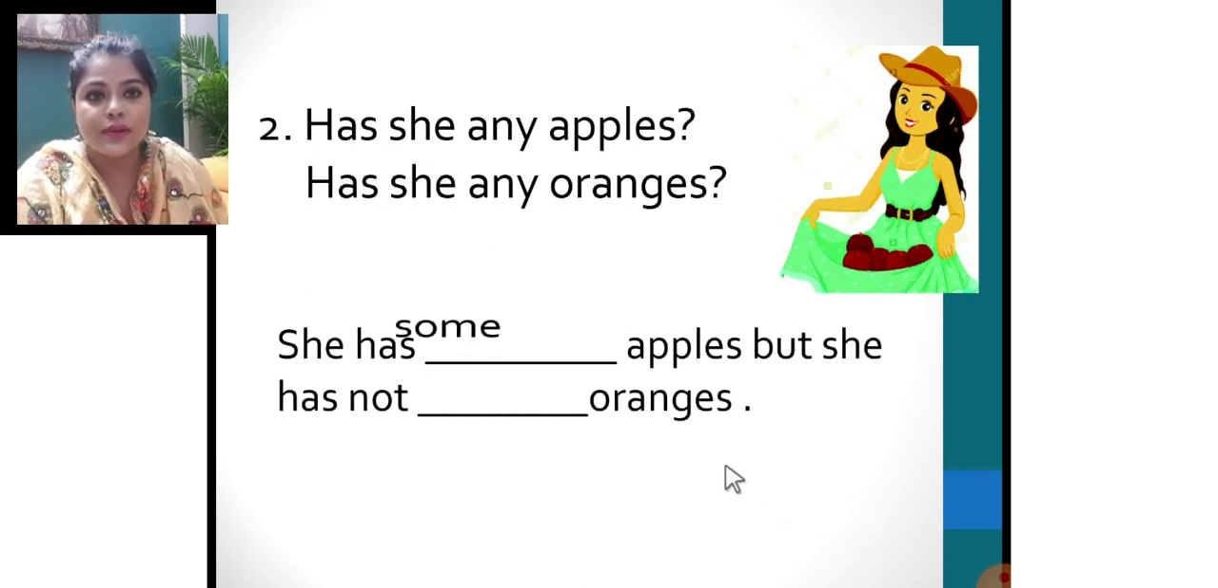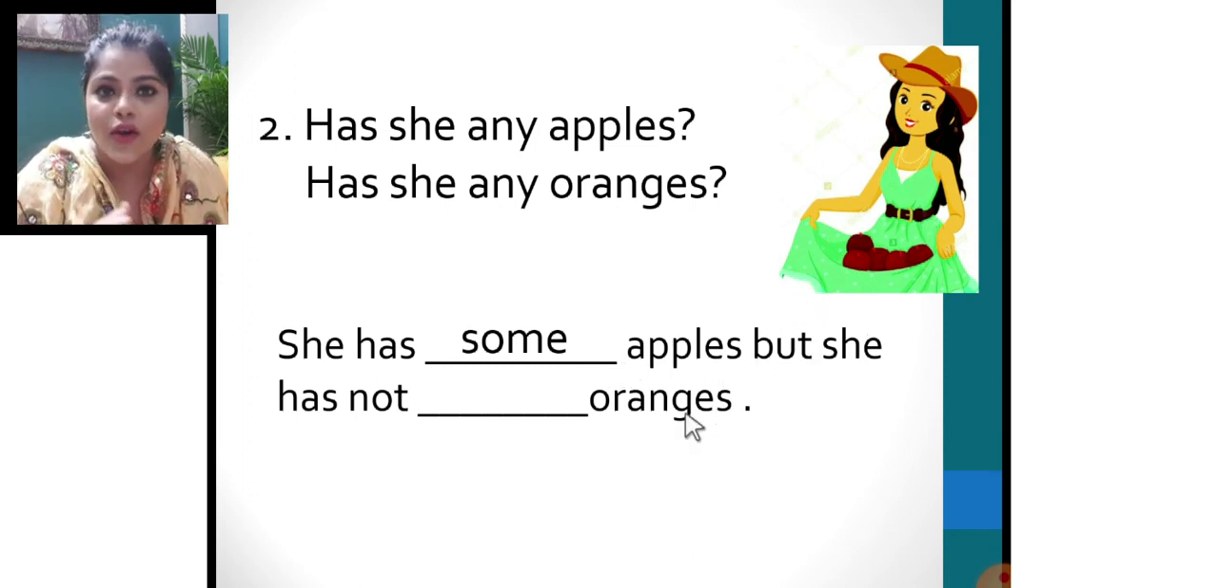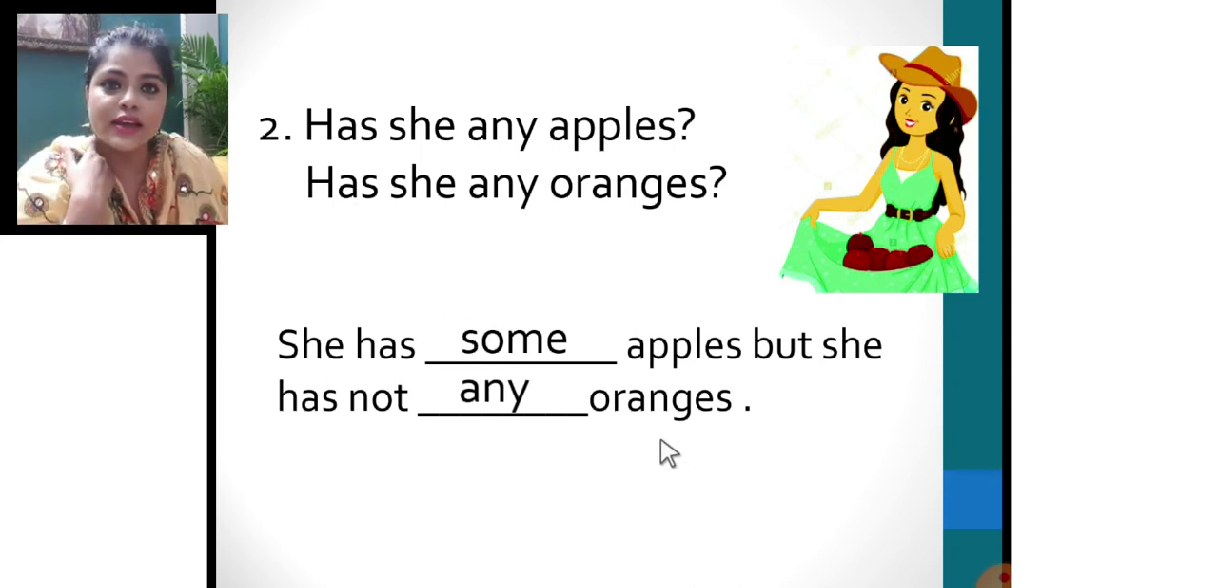Now, first will be some. She has some apples, you can see there. But she has not any oranges. Very good. Now, next question.